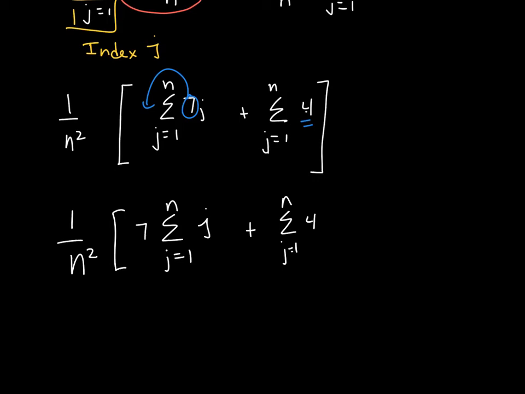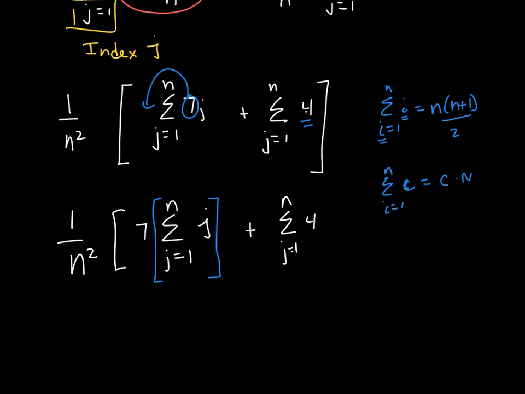The first one, all of this inside here, I get to replace because the summation of any index from 1 to n of a variable, when the index and that variable are the same, is just n times n plus 1 all over 2. And the next one is the summation of that constant. So that would just equal c times n.